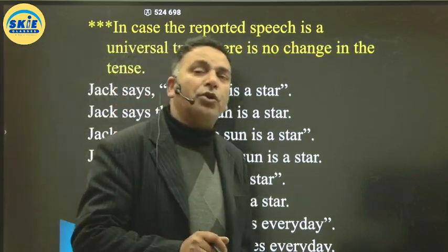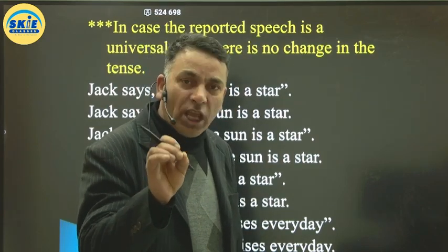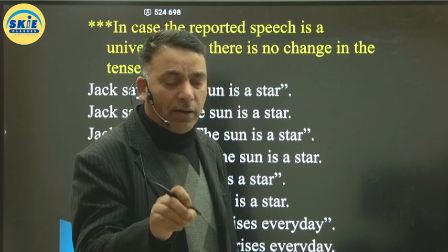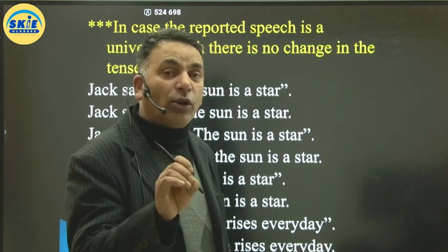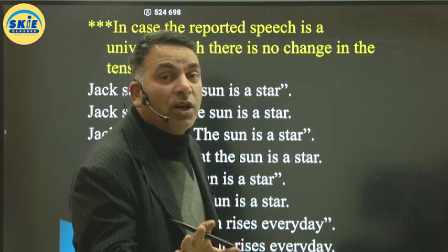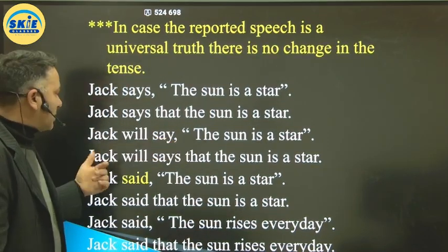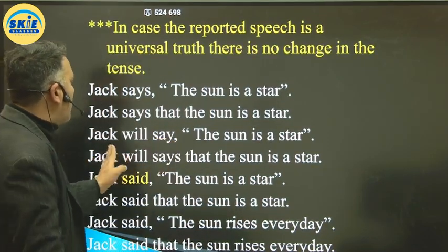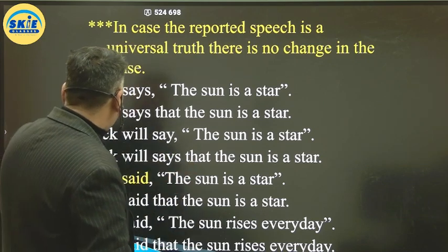And I'm sure you know what a universal truth is. Universal truth means things that are not affected by change in time and place. Things that do not change with change in time and place are called universal truth. In grammar, Jack will say the sun is a star. Jack will say that the sun is a star.